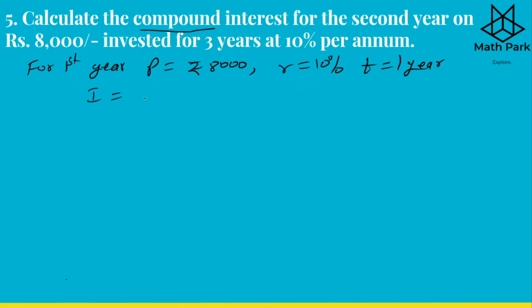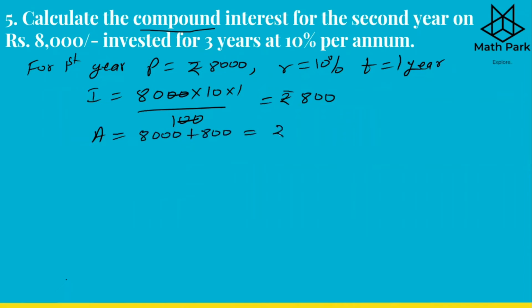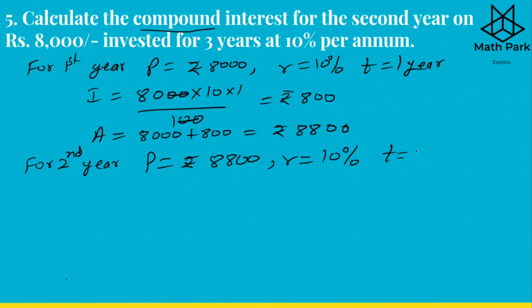So you get interest is equal to principal into rate into time, 8,000 into 10 into 1 upon 100, which we get as rupees 800. And then you get the amount is equal to principal plus interest, which is 8,000 plus 800, which is rupees 8,800. Now, this rupees 8,800 becomes the principal for the second year. So for second year, your principal is now rupees 8,800. The rate of interest is again 10%. The time is equal to 1 year.